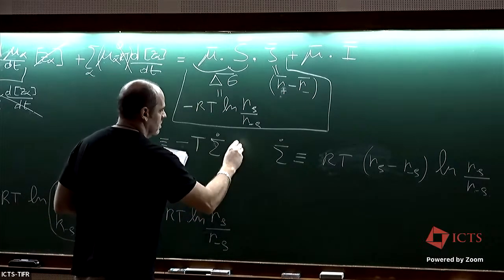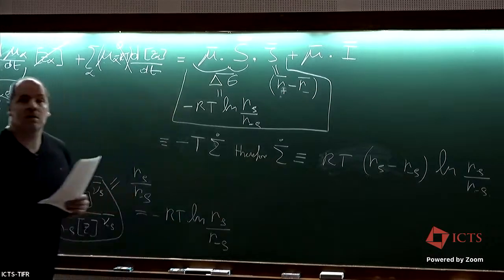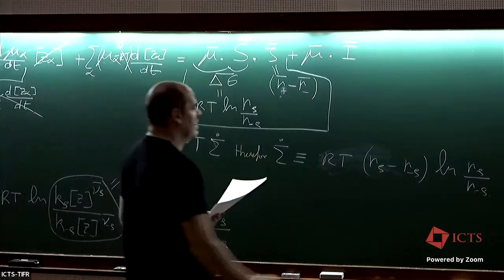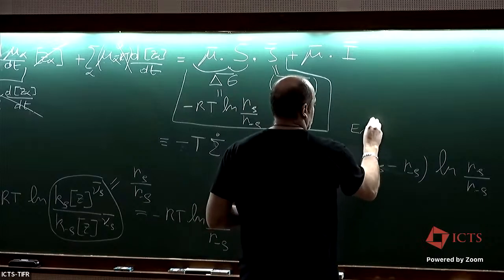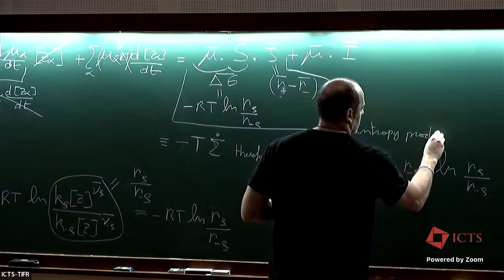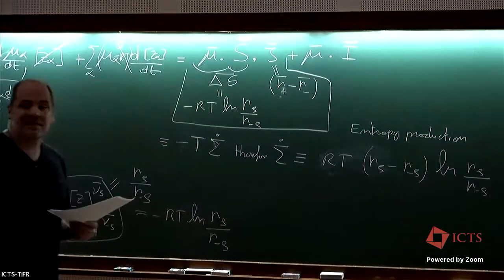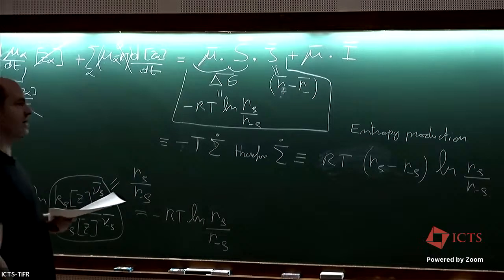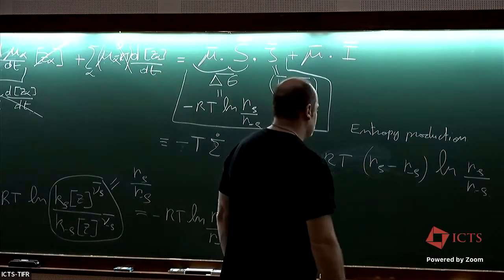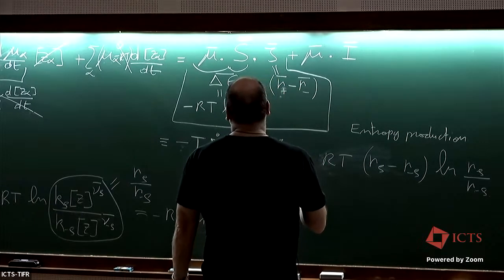And now I call this the entropy production. This quantity is super important. Why? Because, and I forgot to sum over the reactions.